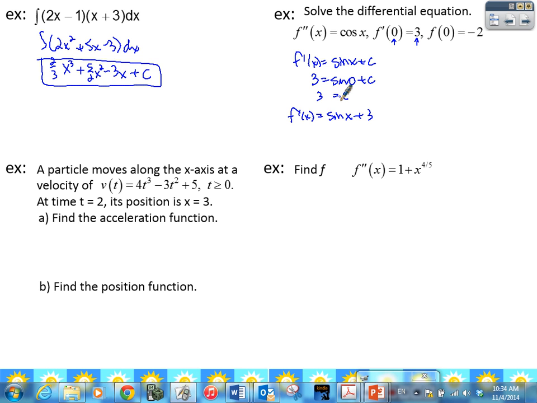Okay? All right. So now we're going to go backwards one more time because we want the actual original equation. So f of x, so I think to myself, what would I have taken the derivative of to get a positive sine? A negative cosine. So it's negative cosine x, and then the antiderivative of 3 would be 3x plus c. And I, again, am going to use this piece of information right here. When x is 0, y is negative 2.